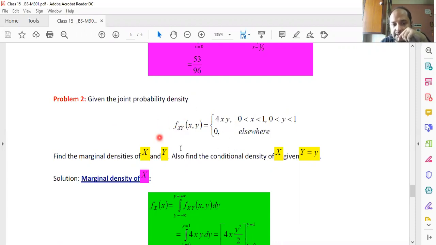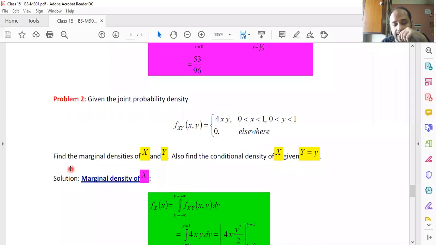The joint probability density function for the continuous variable is given in this particular form. f_{X,Y}(x, y) is 4xy when small x is lying between 0 and 1 and small y is lying between 0 and 1. And when x is having any other values outside this range, the probability is 0. Not only x, if x and y are jointly having any values outside this range, the probability is 0.